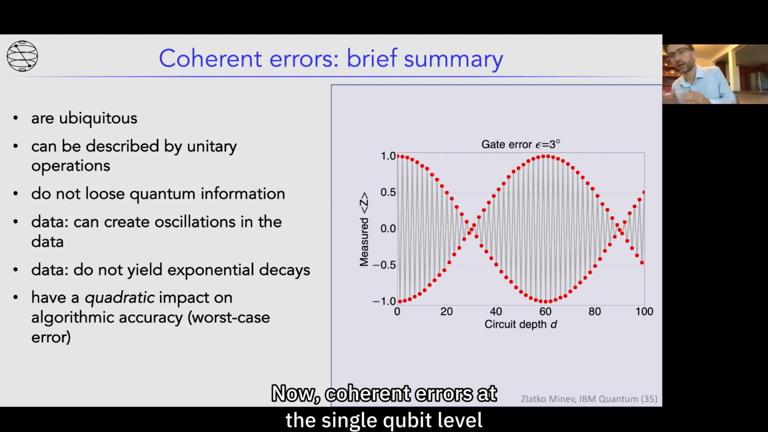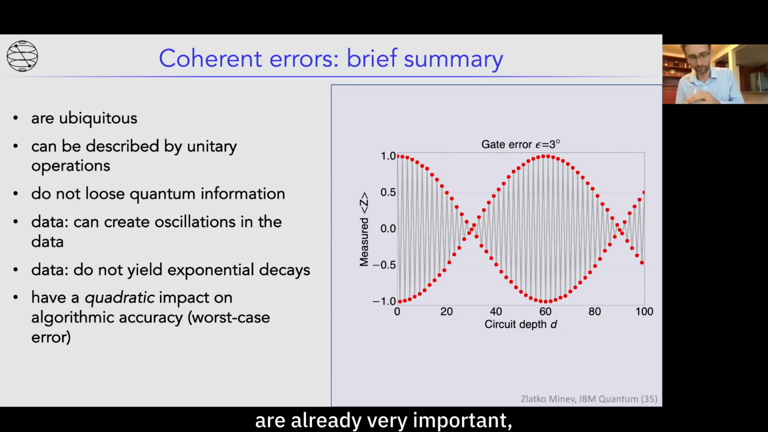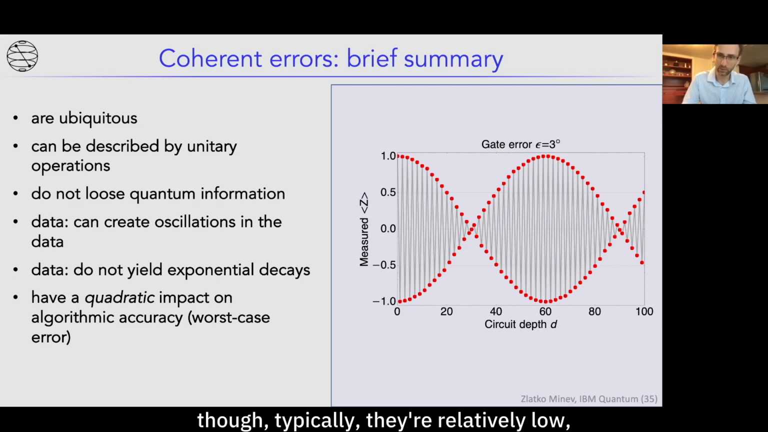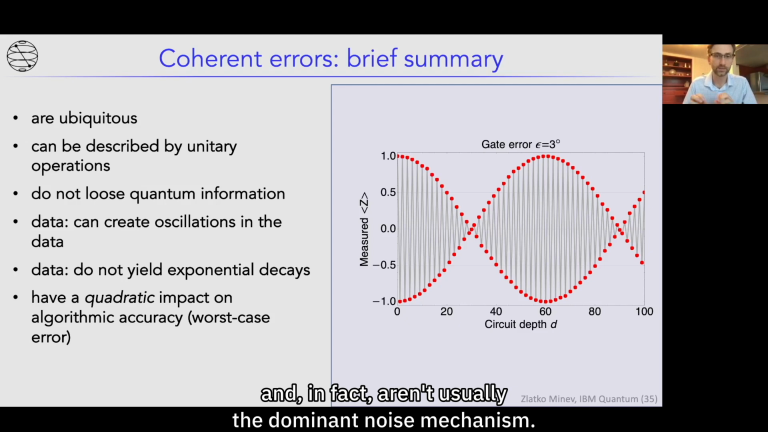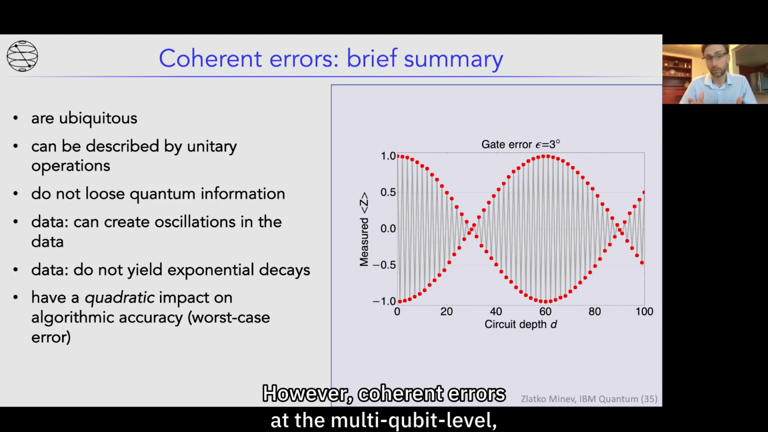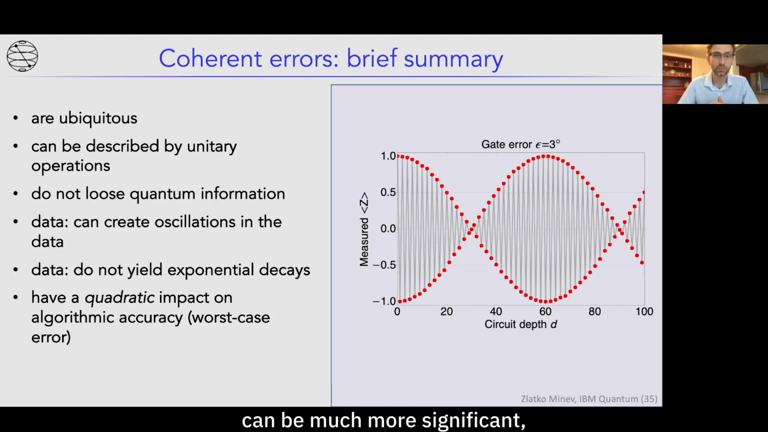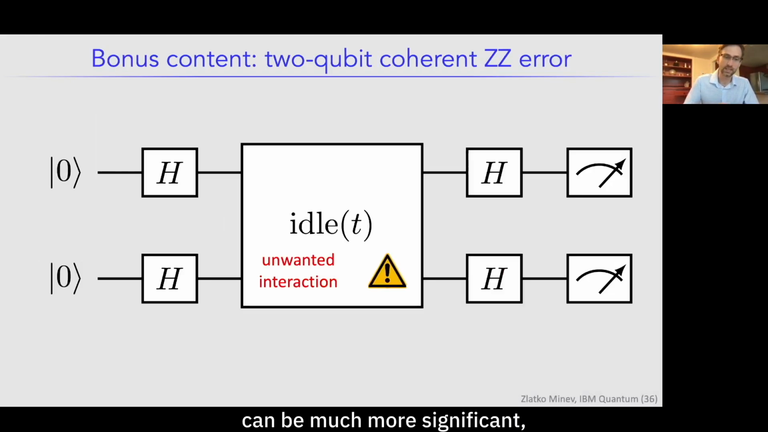Now, coherent errors at the single qubit level are already very important, though typically they're relatively low, and in fact aren't usually the dominant noise mechanism. However, coherent errors at the multi-qubit level, or quantum crosstalk as we like to call it, can be much more significant. If you'd like to know more about that, we'll dive into it in the bonus content, where we'll look at an example of a 2-qubit coherent ZZ error.